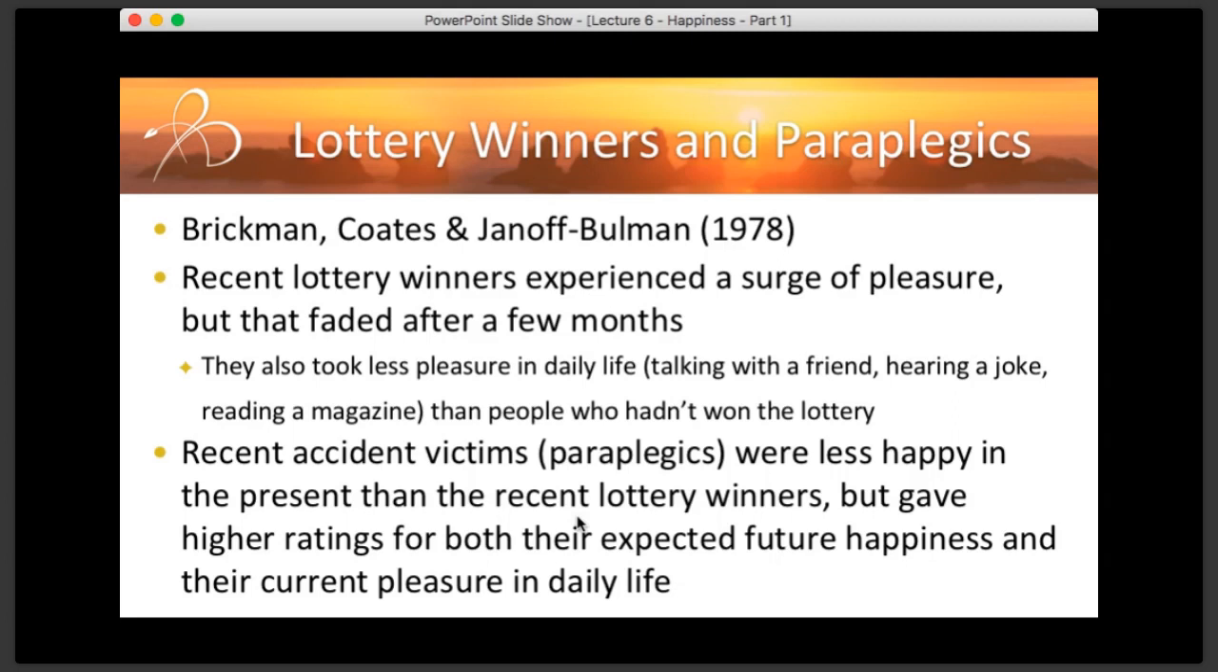So by some measures, right, for the people who think that your happiness now is the happiness that matters, the paraplegics are the happiest ones of the bunch. They're the ones receiving the most pleasure from daily life. And they have the most hopeful, optimistic view of their future life.